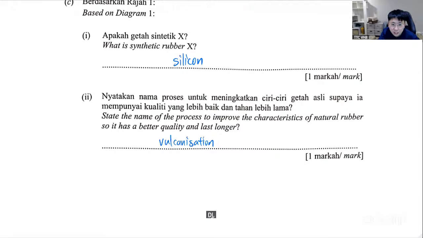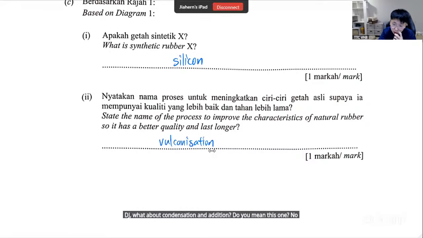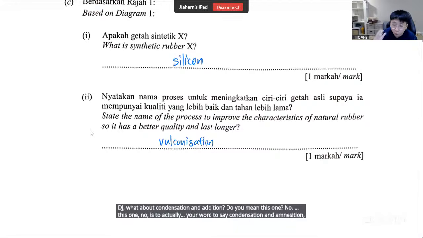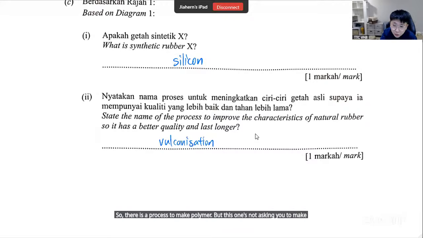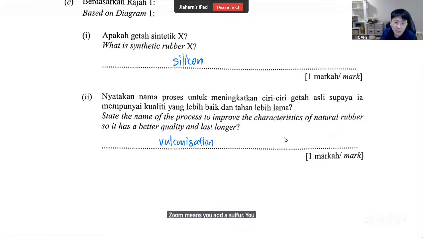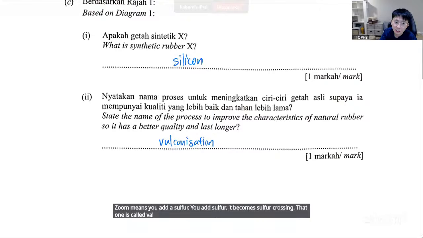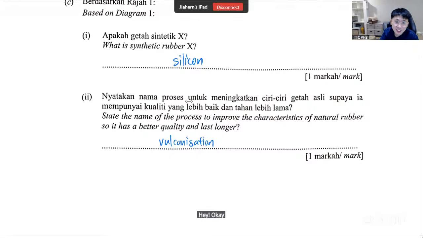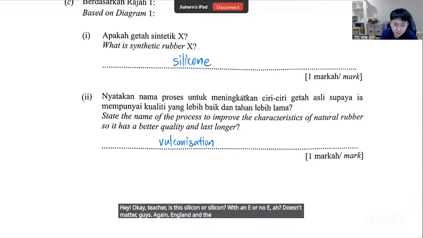Teacher, what about condensation and addition? No, because condensation and addition are types of polymerization, which is the process to make polymer. But this question is not asking you to make polymer. It is asking how your natural rubber becomes better. So you add sulfur, which becomes sulfur cross-links. That is called vulcanization. Can we say add metal peroxide or irradiation? Cannot. Just go with vulcanization, don't try to show off. Teacher, is it silicon or silicone, with the E or no E? Doesn't matter, guys. Again, the England and American spelling doesn't matter.